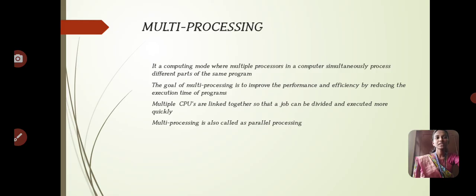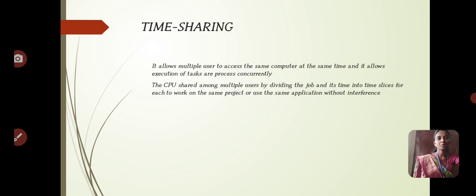So next one is multiprocessing. It is a computing mode where multiple processors in a computer simultaneously process different parts of the same program. The goal of multiprocessing is to improve the performance and efficiency by reducing the execution time of the program. So multiple CPUs are linked together so that a job can be divided and executed more quickly and faster. So multiprocessing is also called parallel processing.